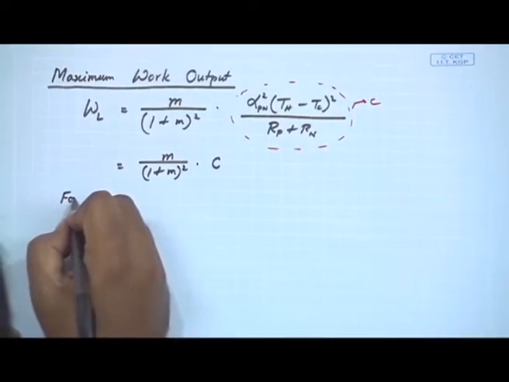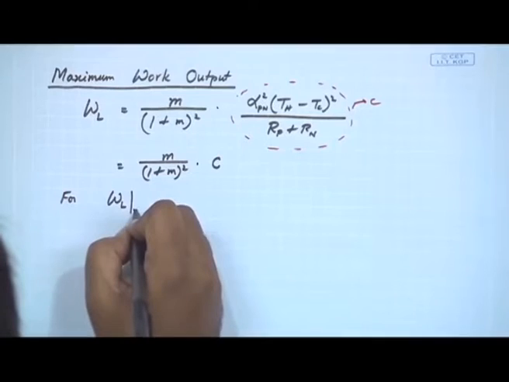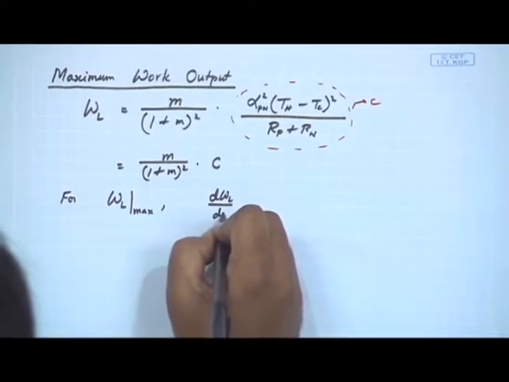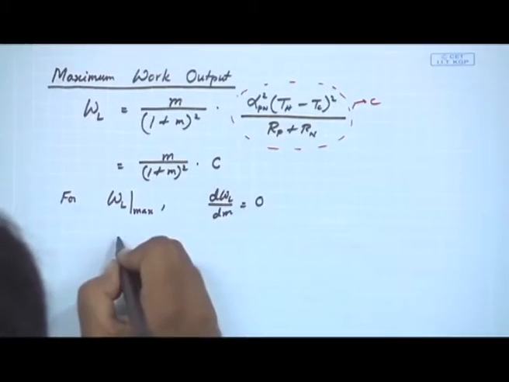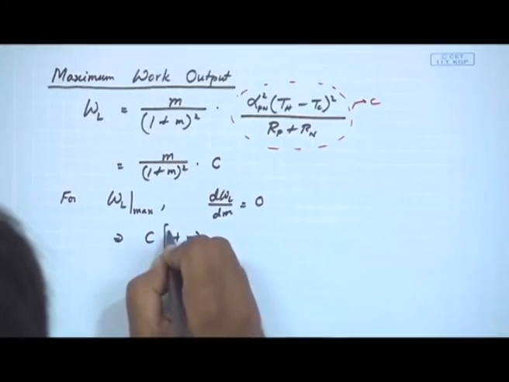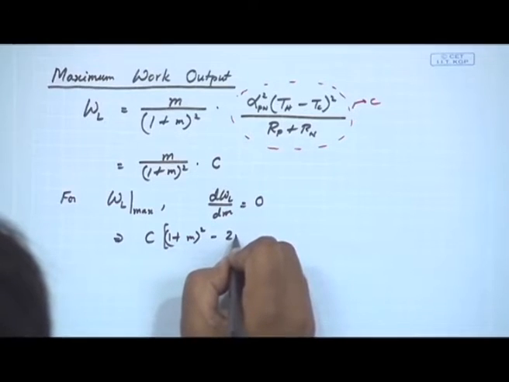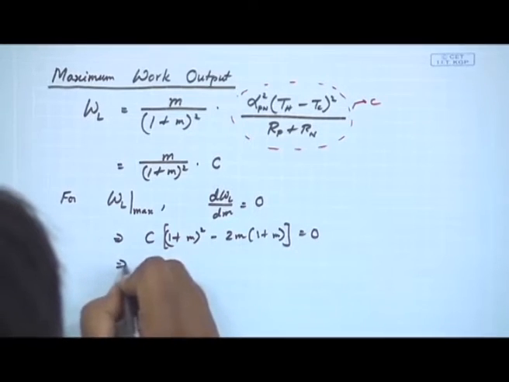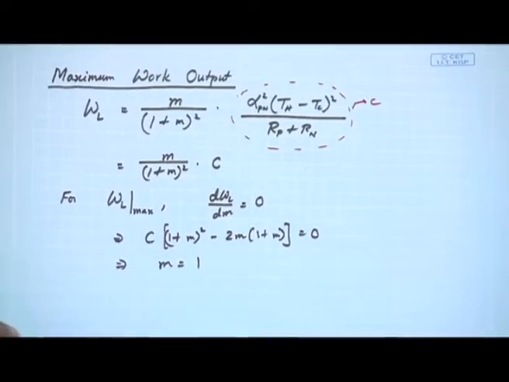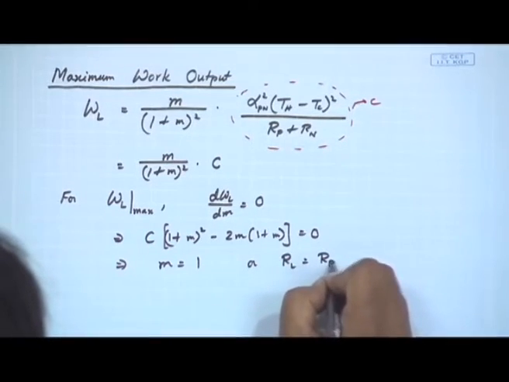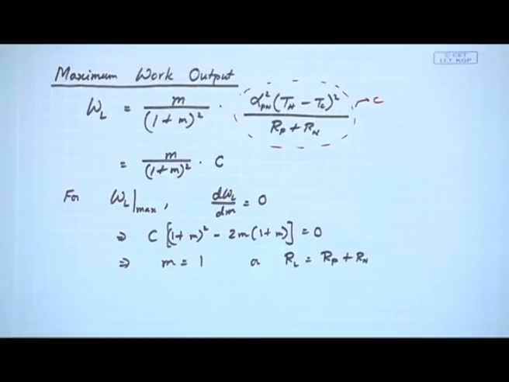So, for WL max, what happens? dWL/dm is equal to 0. Which implies C into (1 plus m) whole squared minus 2m(1 plus m) equal to 0, which implies m is equal to 1, or RL is equal to Rp plus Rn. This gives you the maximum work output. Clear?